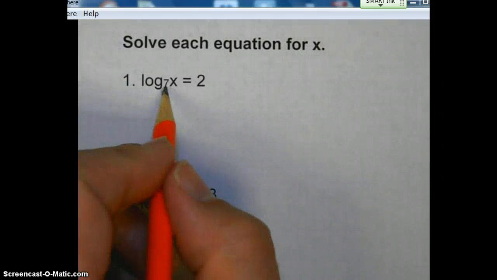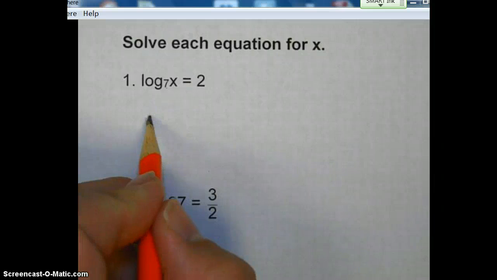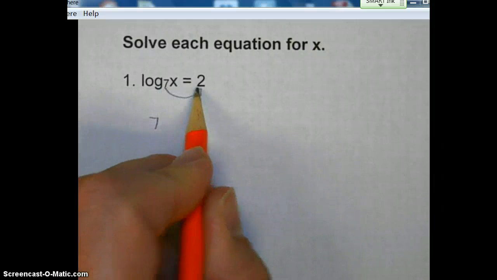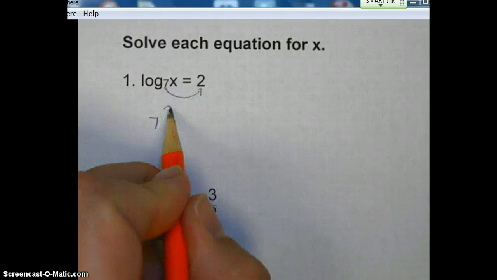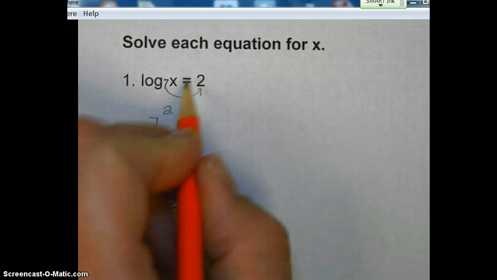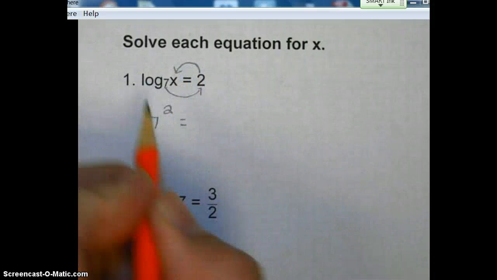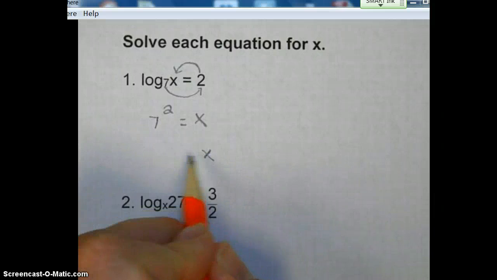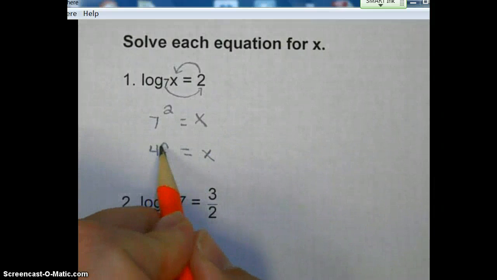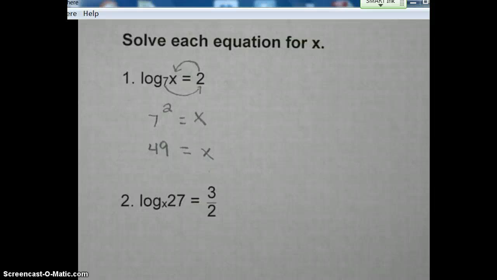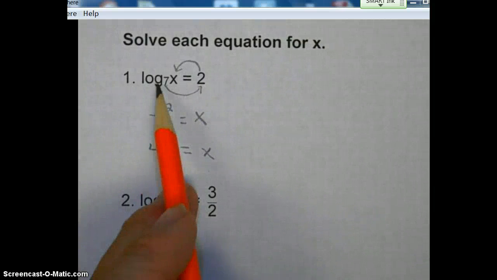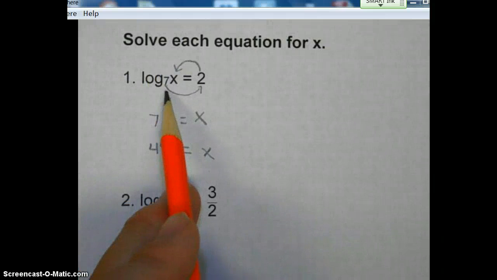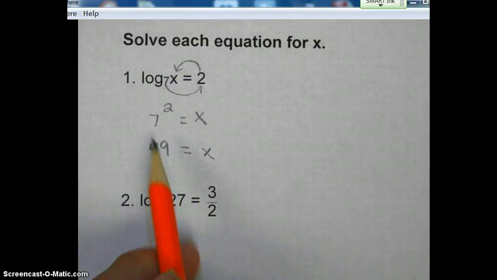So in order to do that, we start by writing down the base first, raise it to the exponent, set it equal to the argument, and then we solve for x. So when you only have one logarithm, you can go ahead and change it to exponential form and then solve it.